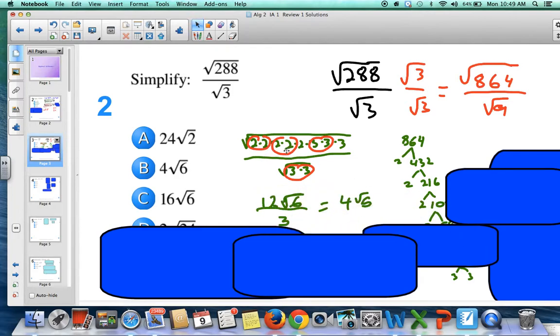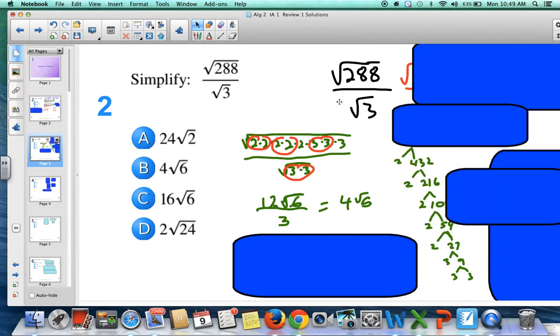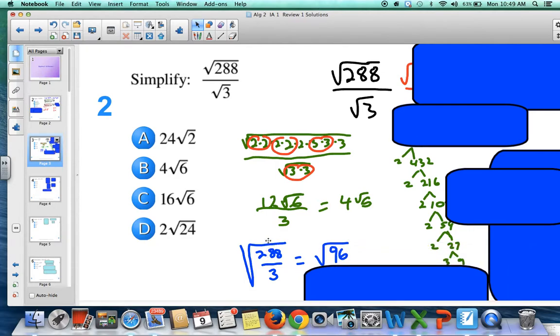And then it looks like this. 2 times 2 is 4 times 3 is 12. So I have 12 square root of 6, because 2 times 3 gives 6, over 3. 12 over 3 reduces to here. And that's fine, and we can do it that way. There is an easier way in which to do this. When you have square root over square root like we have here, we can simply make it one square root, putting the square roots together to be the square root of 288 over 3. And 288 over 3 is 96.